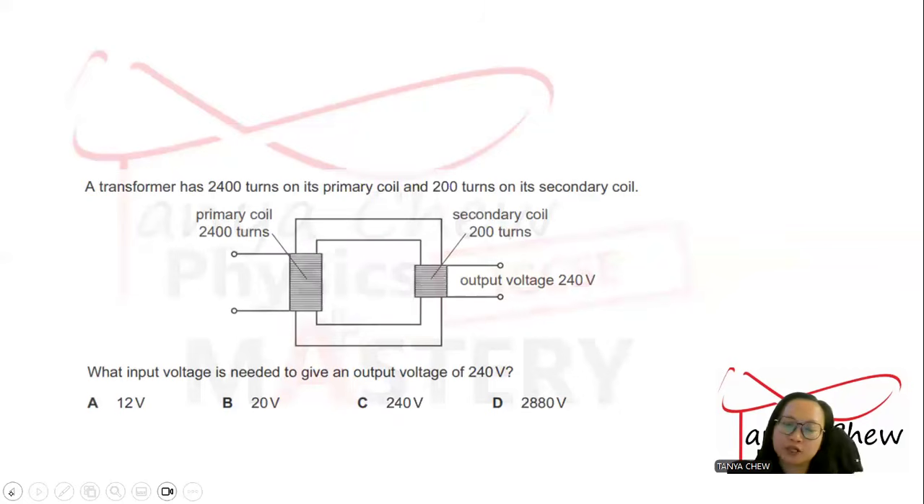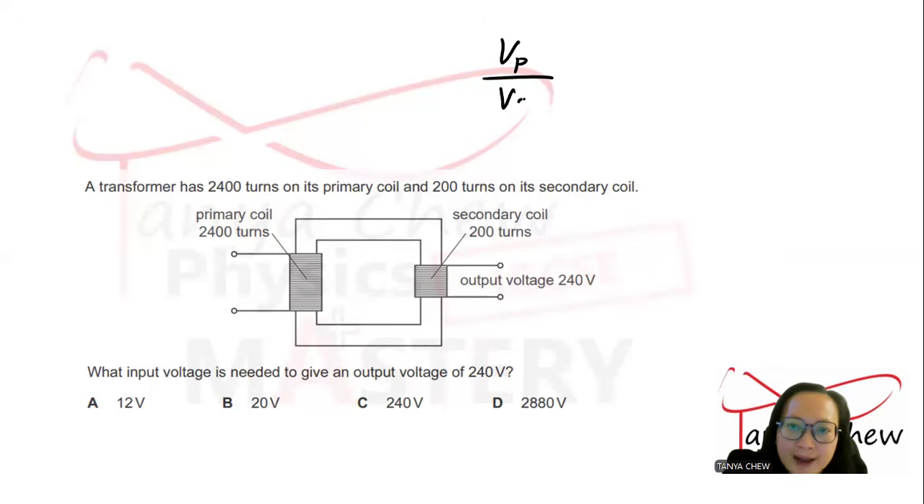The next one, a transformer has 2,400 turns on its primary coil and 200 turns on its secondary coil. What input voltage is needed to give an output voltage of 240 volt? They want input voltage. That means voltage in the primary coil. So I modify. Vp over Vs is equal to Np over Ns.